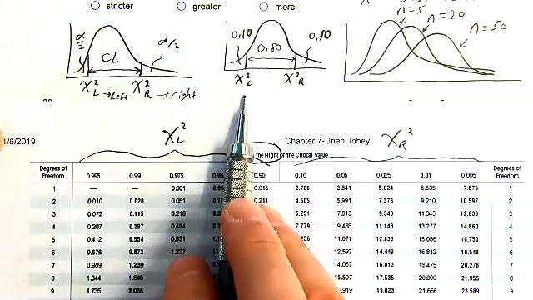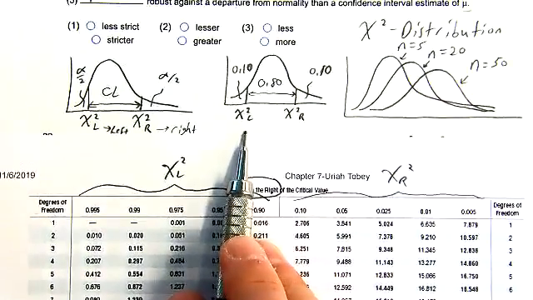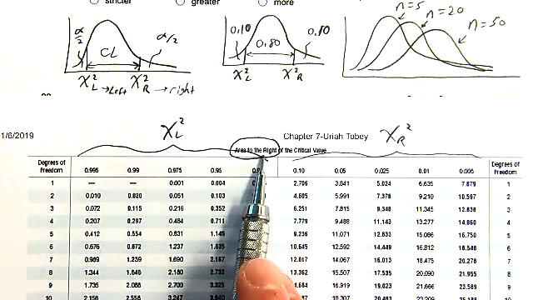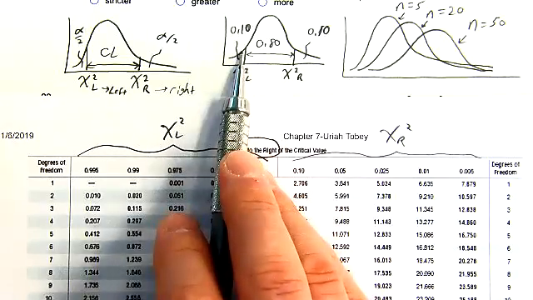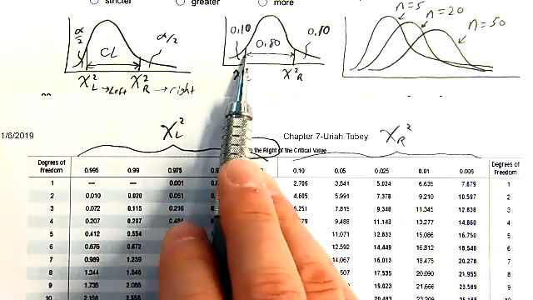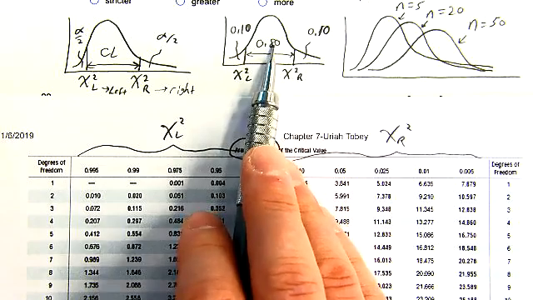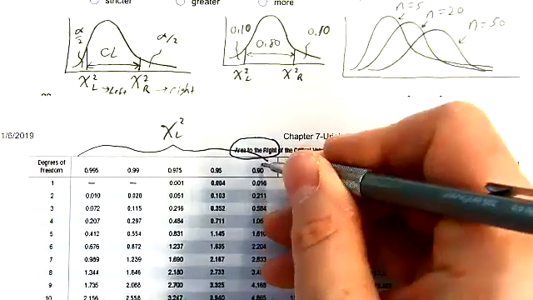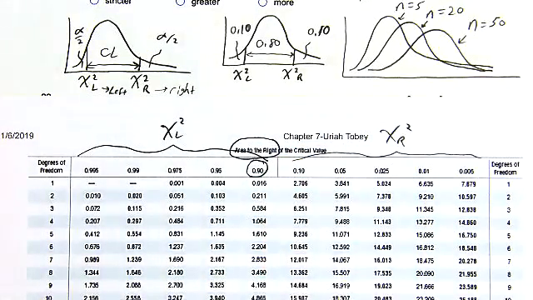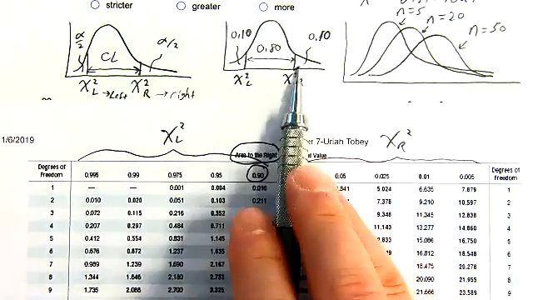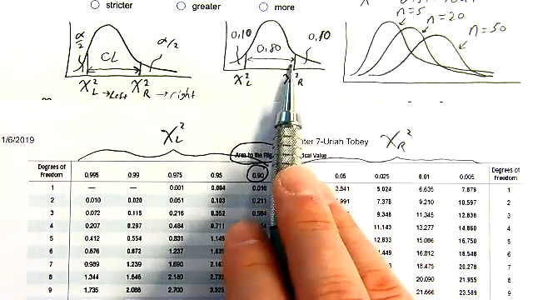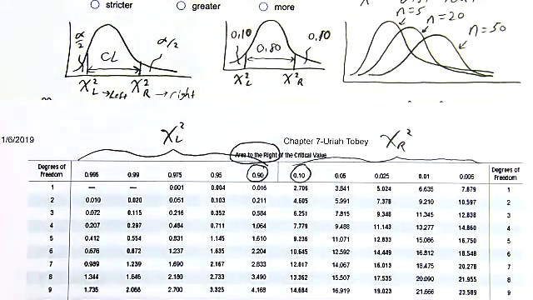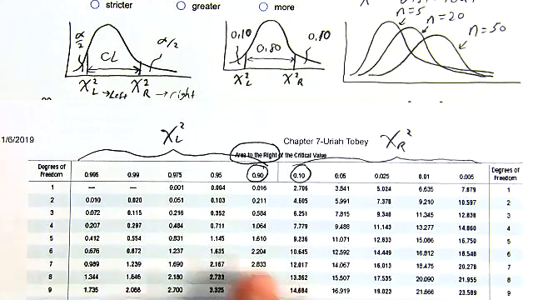So if I'm at chi-squared left, there's 10% of the area to the left, but this table wants the area to the right. So the area to the right of this value here is 0.90, the 0.8 plus the 0.10. So we're going to be in this column. Now for chi-squared right, it's the area to the right of it, and that's clearly just this 10%. So we're going to be in this column. Okay, so we know which columns we're in.